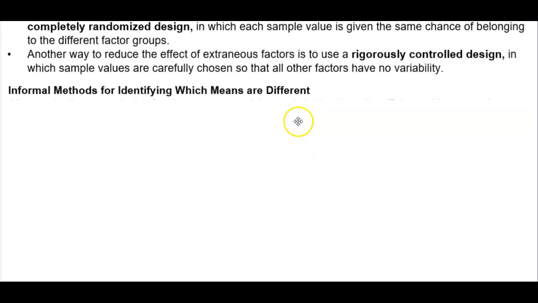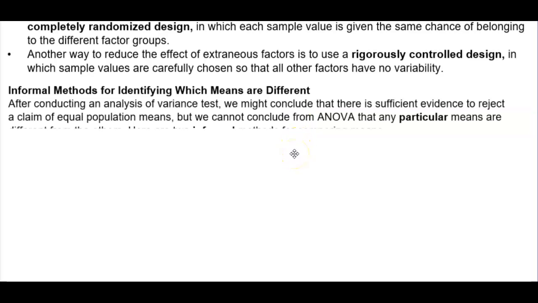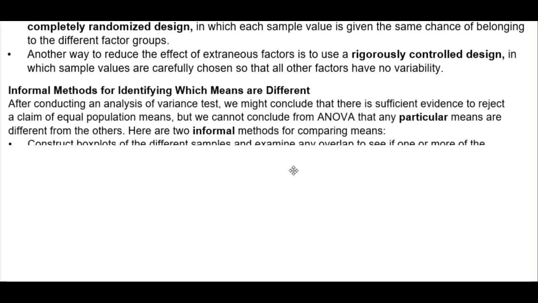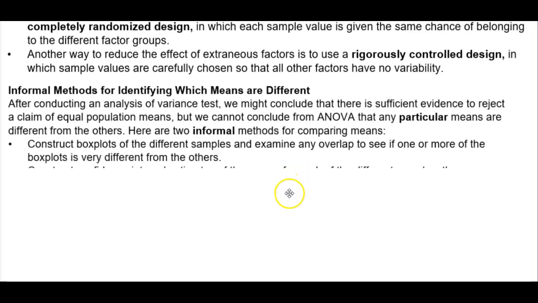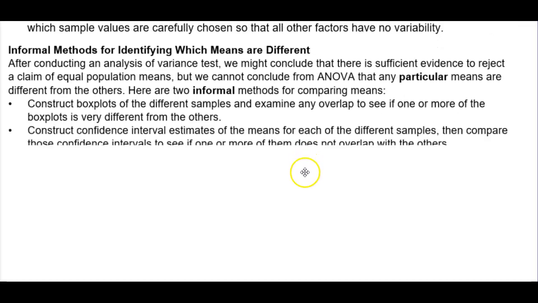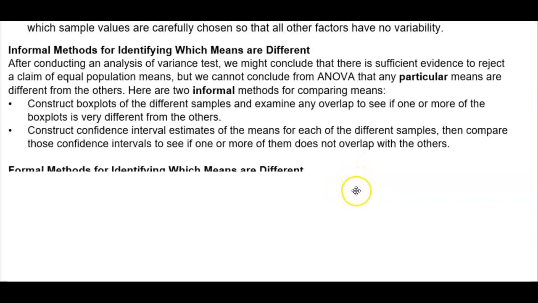Informal methods for identifying which means are different. After conducting an analysis of variance test, we might conclude that there is sufficient evidence to reject the claim of equal population means, but we cannot conclude from ANOVA that any particular means are different from the others. Here are two informal methods for comparing means. Construct box plots of the different samples and examine any overlap to see if one or more of the box plots is very different from the others. Construct confidence interval estimates of the means for each of the different samples, then compare those confidence intervals to see if one or more of them does not overlap with the others.